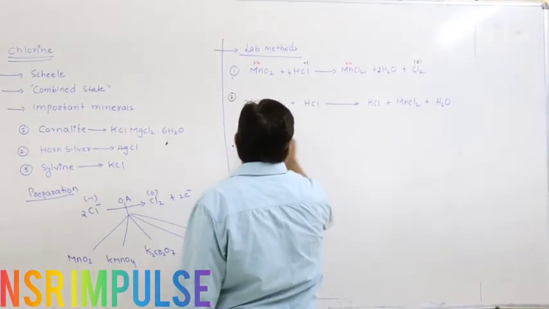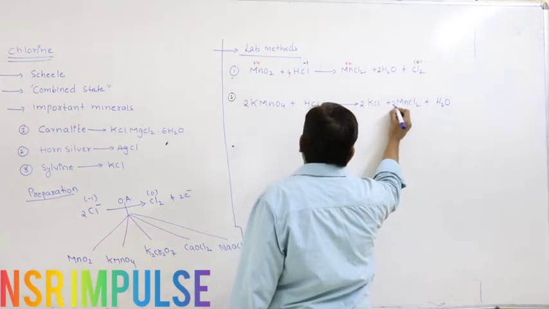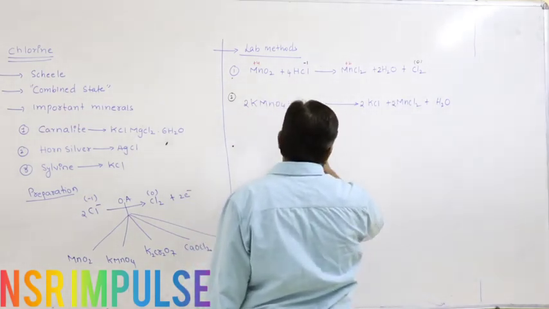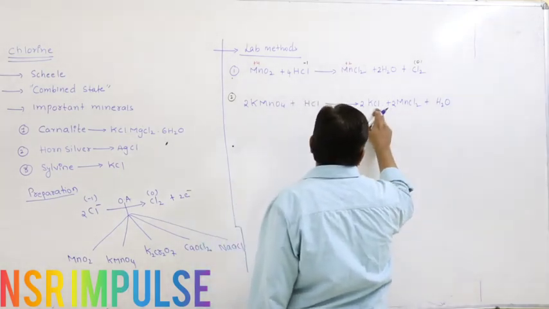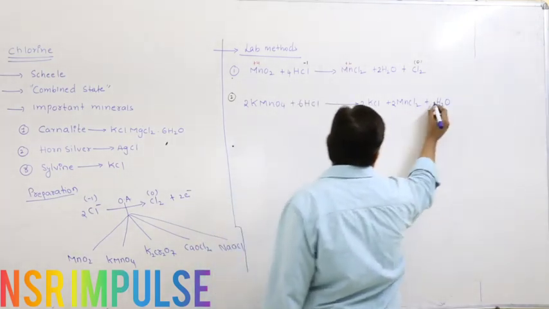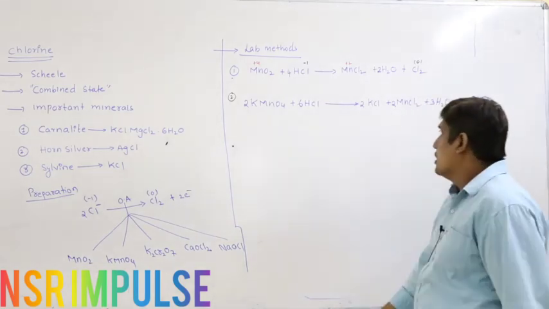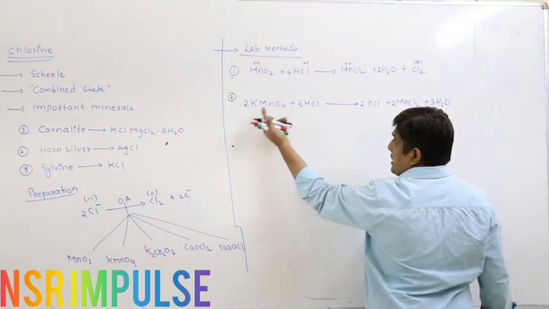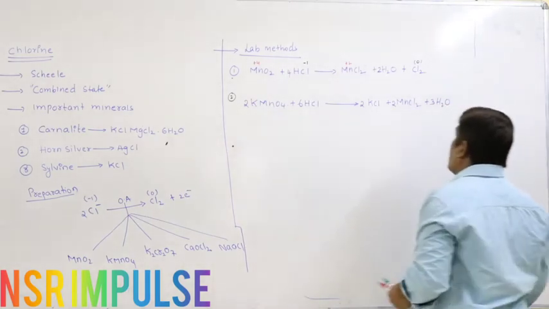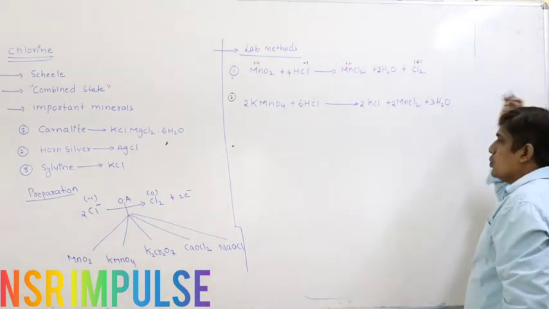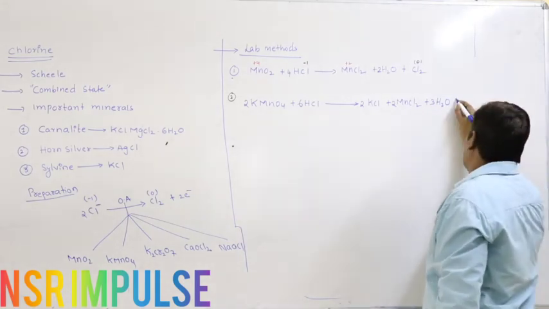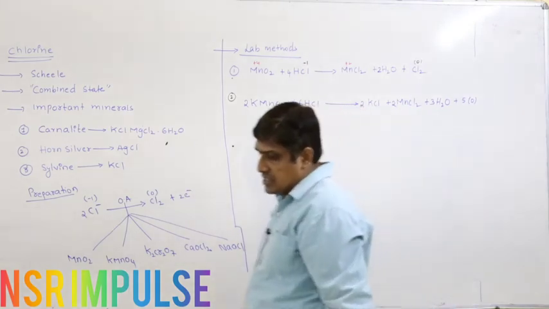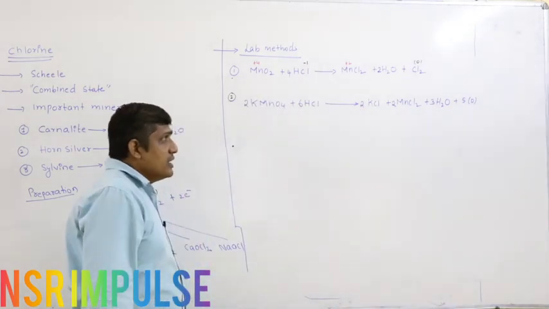So if I write 2 KMnO4, I will get 2 KCl, 2 MnCl2, 8 oxygens, 2 2s are 4, 5, 6. So you get 3 H2O. Now one interesting thing is, let us try to balance oxygen. 2 into 4, 8 nascent oxygen in these 2 moles. Out of this, 3 are removed as water, left over is 5 nascent oxygen. So KMnO4 reacts with 6 moles of HCl to release 5 moles of nascent oxygen.